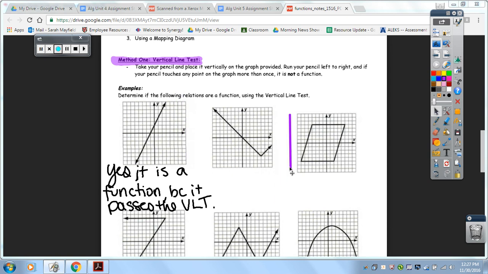Let's now skip and go over to this problem right here. So I'm going to take my pencil, and I'm going to move my pencil from left to right, and see if this purple line ever touches my picture more than one spot at a time. Look right here. It touches here, and it touches here. So not a function.